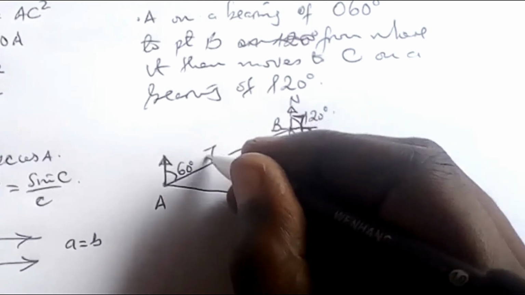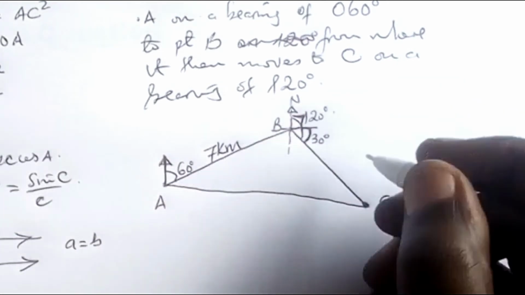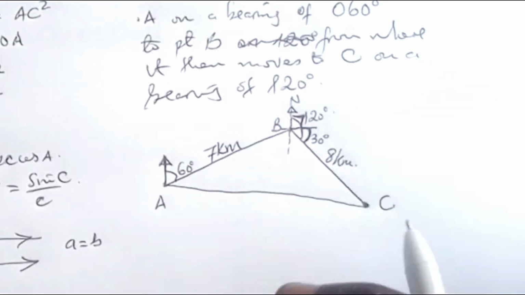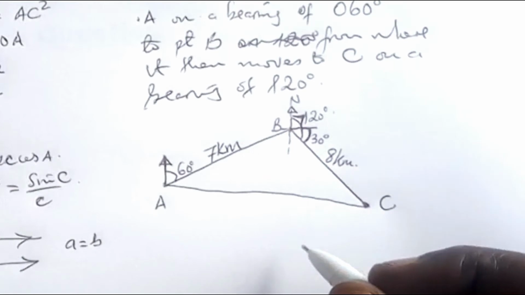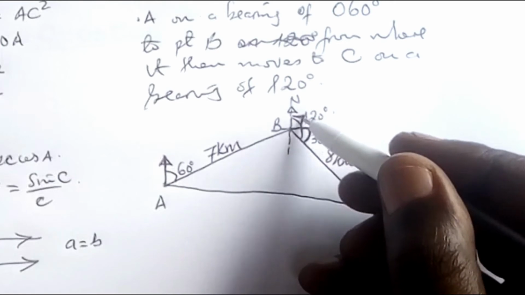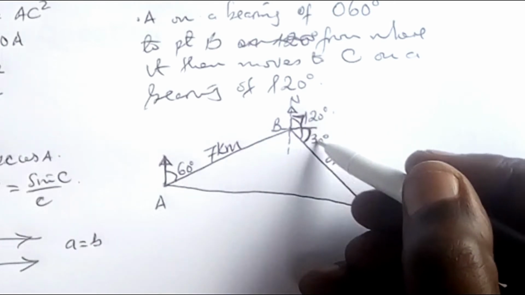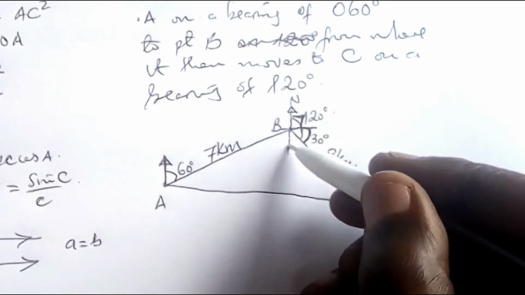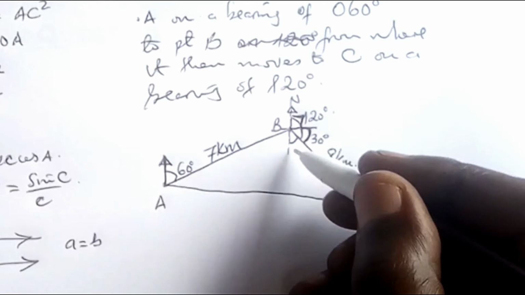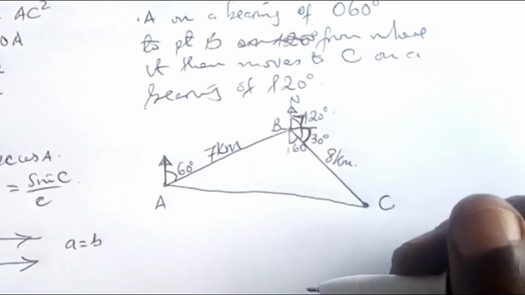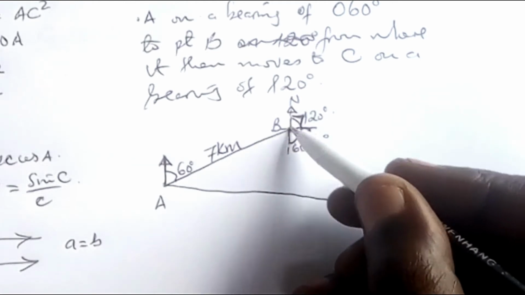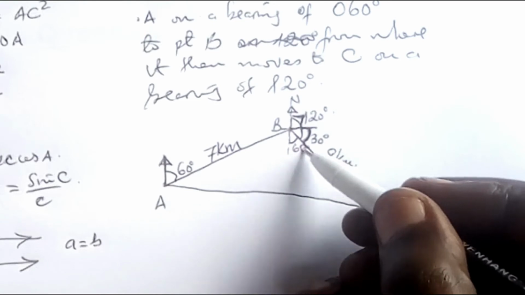They might say that this is 7 kilometers, it moved this way, and maybe 8 kilometers to arrive this way. So if there is 90 and then 30, it means that this being a straight line, this angle should be 60 degrees. We already have 30 here, and this being a right angle, this should be 60.